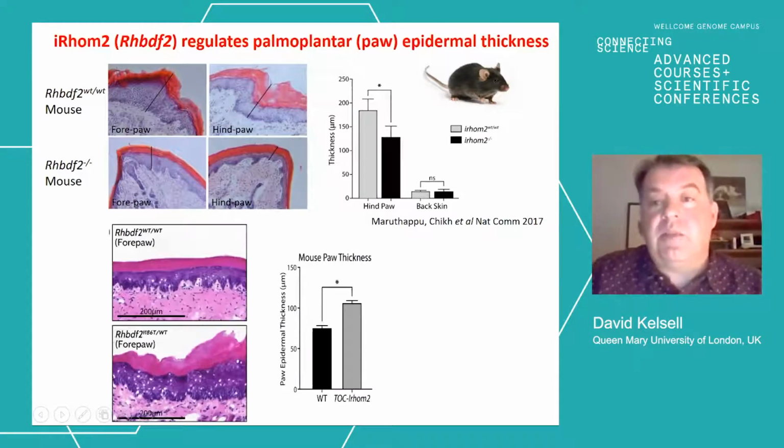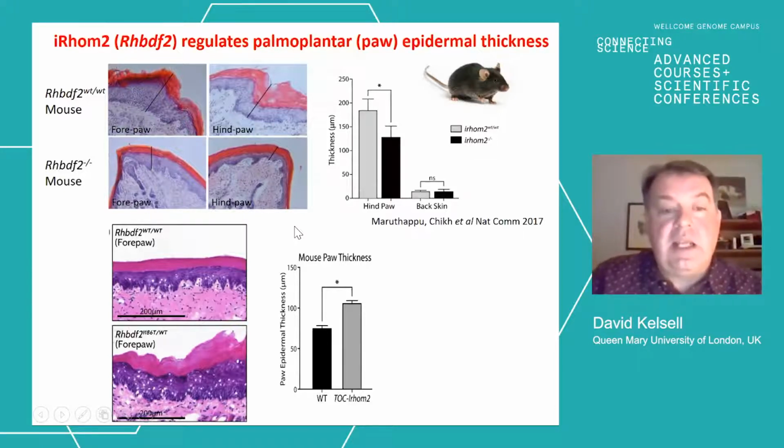We then used CRISPR-Cas9 technology, and we knocked in an equivalent TOC gain of function mutation into the mouse germline. And what we saw was the opposite of what we saw with the knockout. We saw the paw skin of these mice was dramatically thicker than that of control. So iRhom2 is somehow regulating the epidermal thickness of the palmar plantar skin.